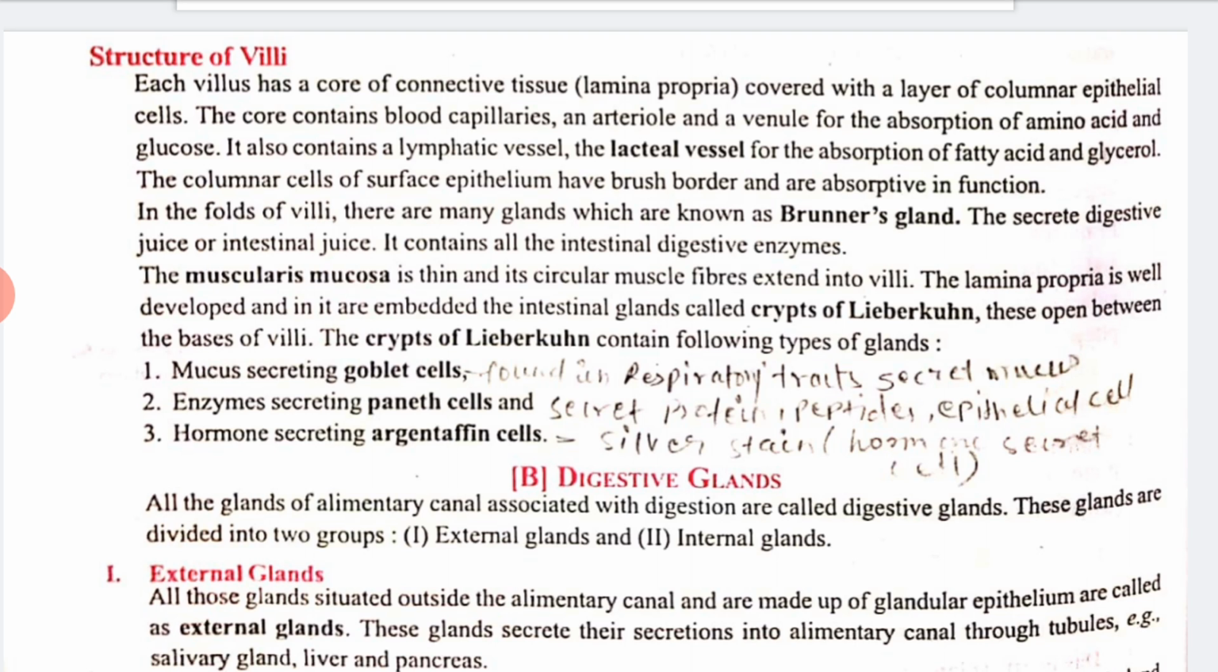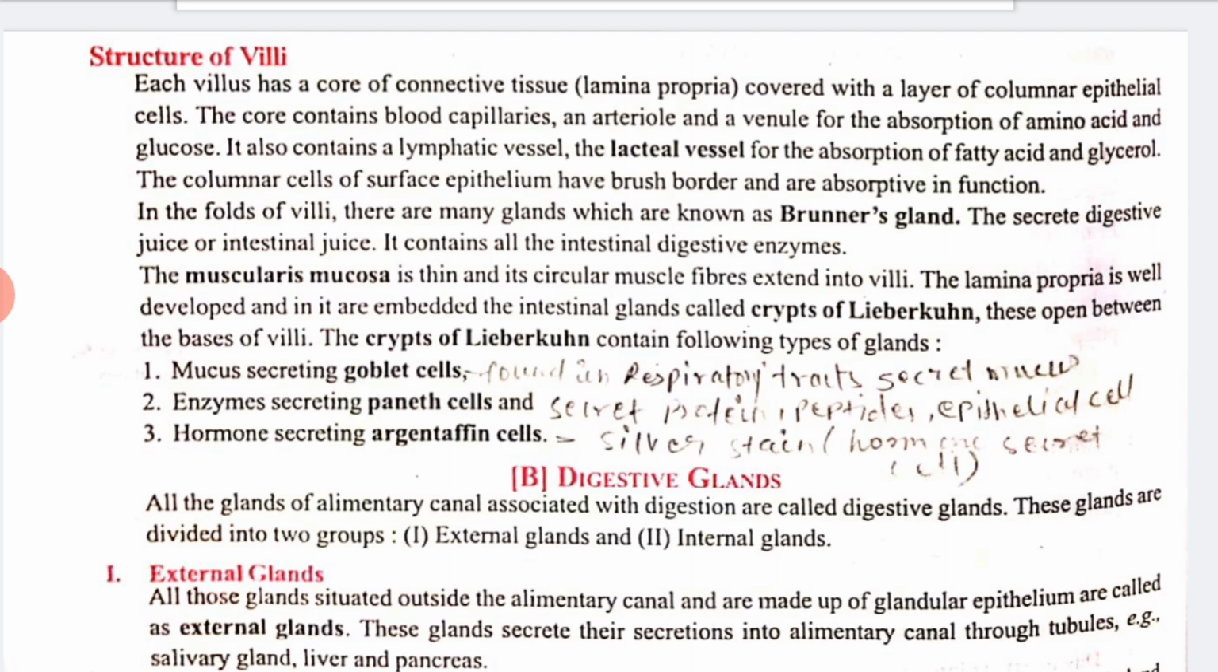Now let's talk about the crypts of Lieberkuhn, which contain the following glands. Which types of glands are present inside the villi? First we have the mucus-secreting goblet cells. They are also found in the respiratory tract and secrete mucus. Clear? Yes. Next is the enzyme-secreting Paneth cell.